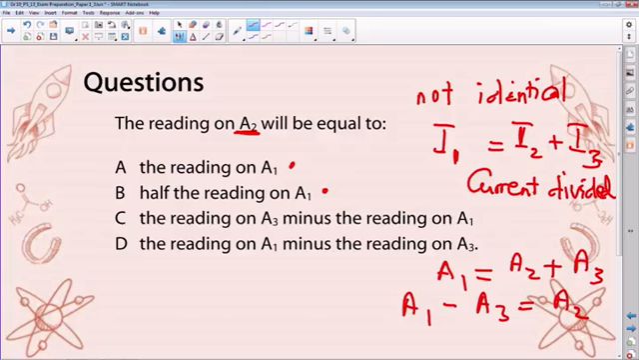So we look at something which speaks to this. In this case, the reading on A3 minus the reading on A1, or the reading on A1 minus the reading on A3. In this case, it should be A1 minus A3, not the other way, because A1 is the total current. So for that reason, D becomes our appropriate answer.